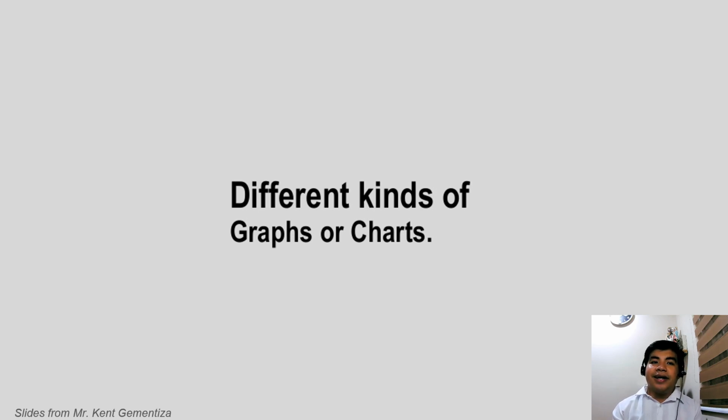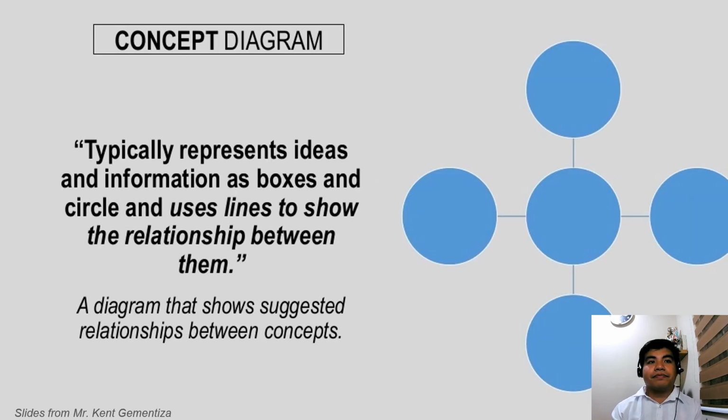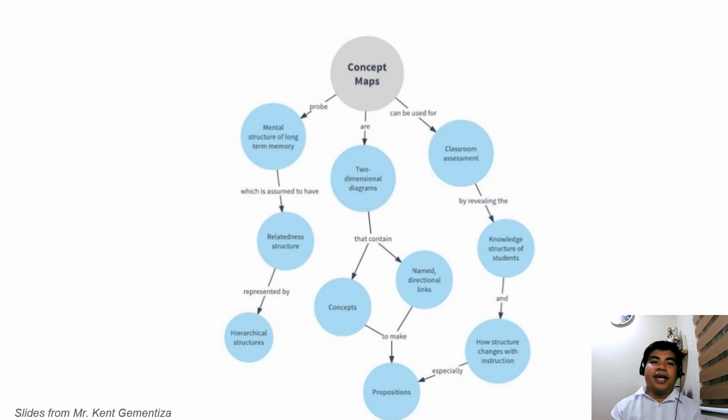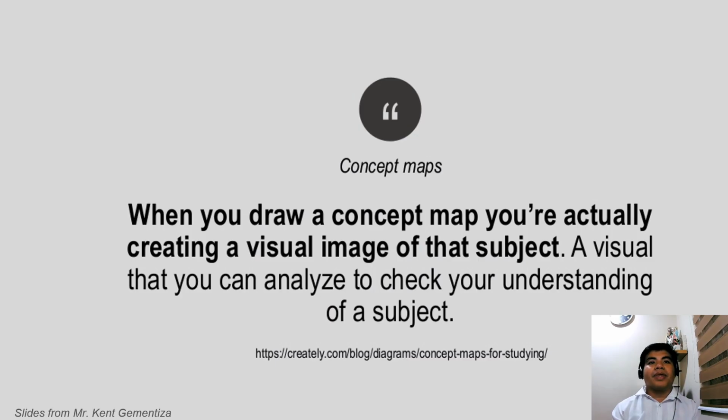And we have different kinds of graphs or charts. To begin with, we have the concept diagram. This concept diagram typically represents ideas and information as boxes and circles, and these use lines to show the relationship between them. A diagram that shows suggested relationships between concepts. Here is an example of concept maps.